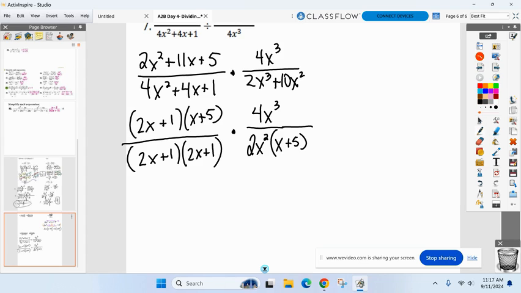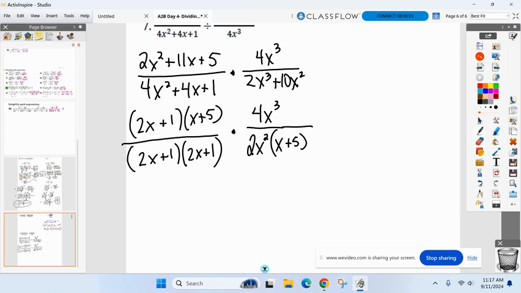I don't want to talk about crossing out yet. I want to make sure everyone's good on the factoring part. Let me know if the bottom left or the bottom right you want to see factored. Anybody all right on the factoring?